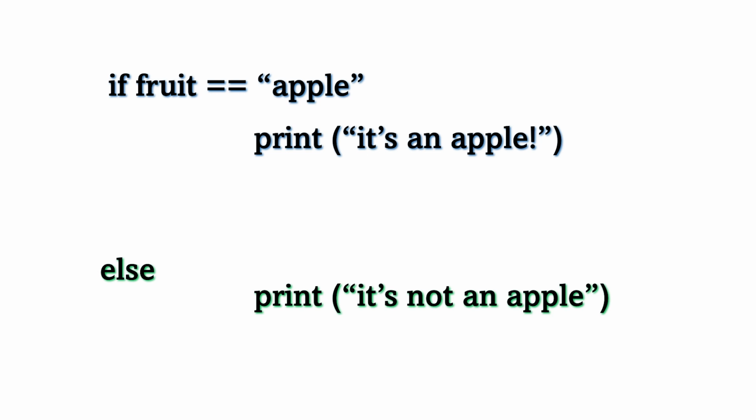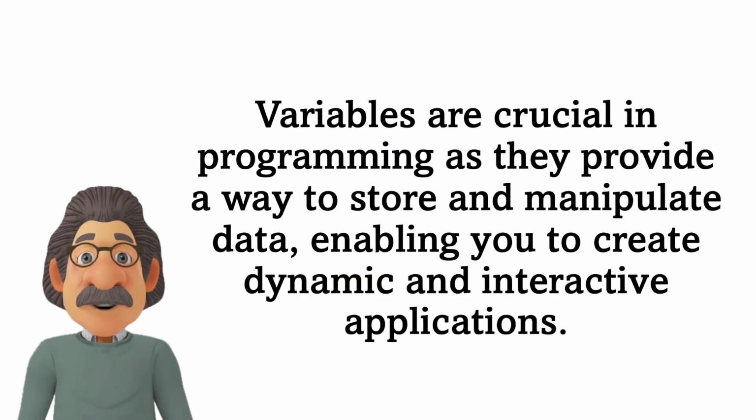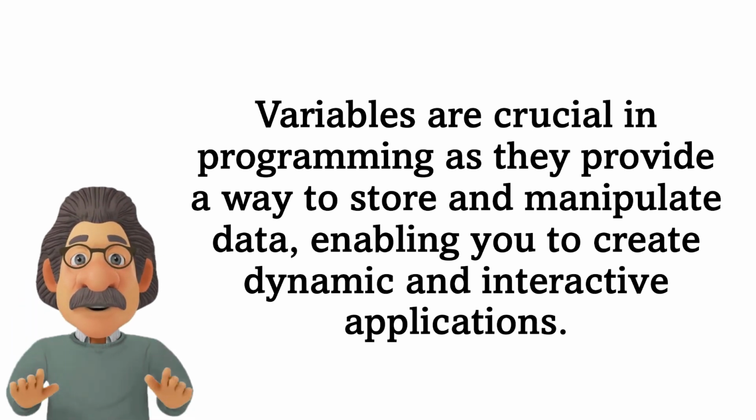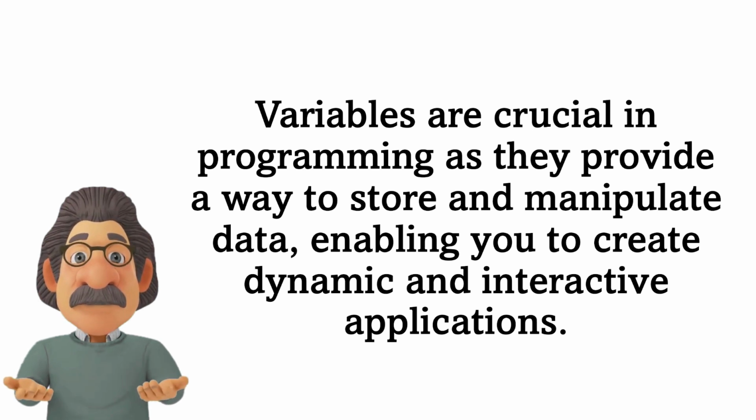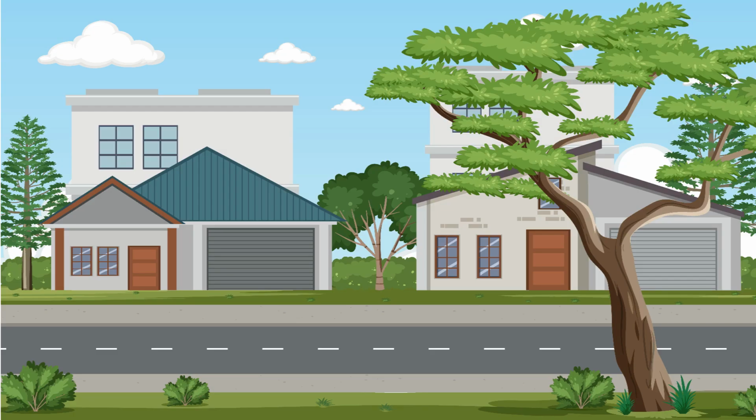In this example, the variable fruit acts as a container that holds the value apple. By comparing the value of the variable to the string apple, you can determine the path of execution in your program. Variables are crucial in programming as they provide a way to store and manipulate data, enabling you to create dynamic, interactive applications. Right, let's make another example.